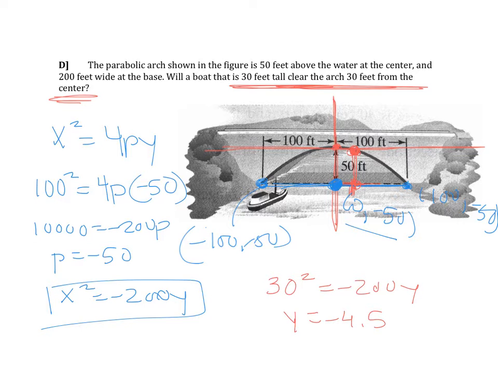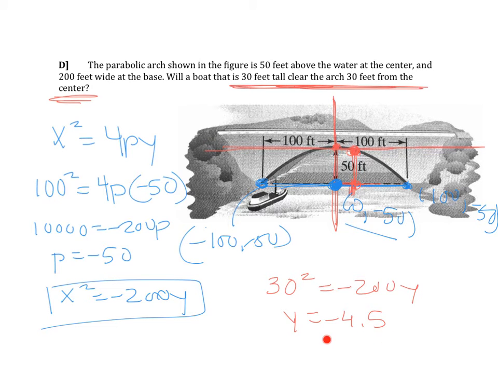Okay, if y is -4.5, let's think about that. That means that when we go across 30, when x moves 30, y has only decreased by 4.5 feet. At the highest point, it was 50 feet, right? It's decreased by 4.5 feet. So this space here is essentially 50 minus 4.5, so 45.5 feet. So there's plenty of room for that boat that is 30 feet tall to clear it, right?